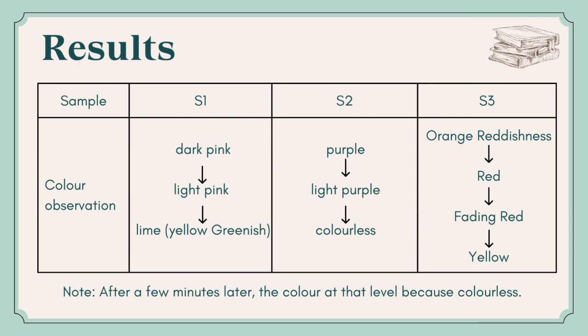For color observation of all the samples, for the first sample we can see changes from dark pink to light pink, and lastly yellow greenish. For the second sample, we can see the color change from purple to light purple, and lastly colorless. For the third sample, orange reddish changes to red color, after that faded red, and lastly yellow color.